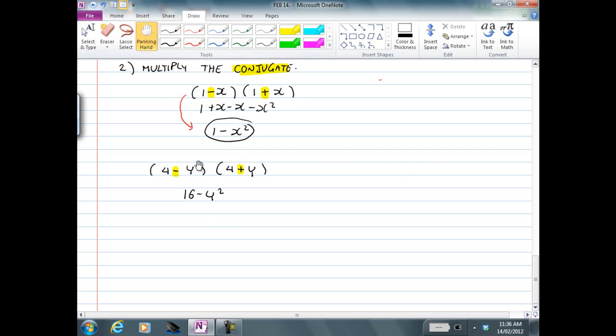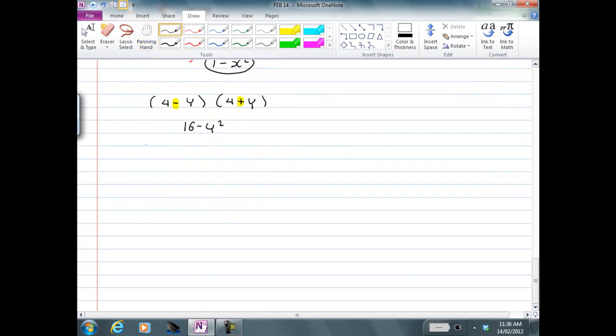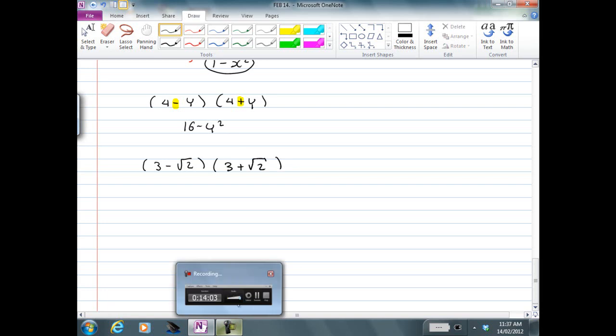A bit more challenging this time. Let's use square roots. 3 minus root 2. What is the conjugate of 3 minus root 2? It's 3 plus root 2. I want you to expand and solve. Try to do this in one shot. Let's see who can do this in one shot. 7?